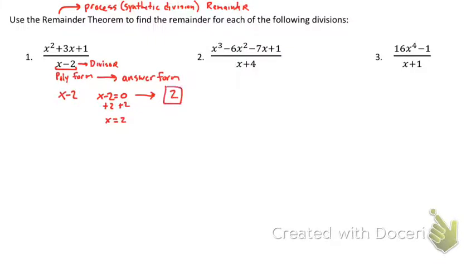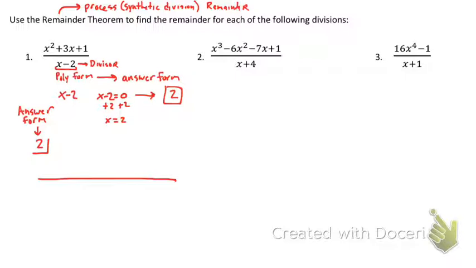All right, so how does synthetic division work? We want to set it up like this. The answer form of the divisor, the guy that's doing the dividing, goes here. So if you look, it's 2. Not negative 2, it's positive 2.